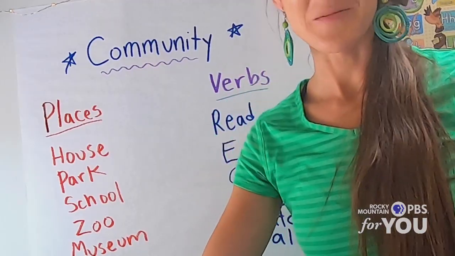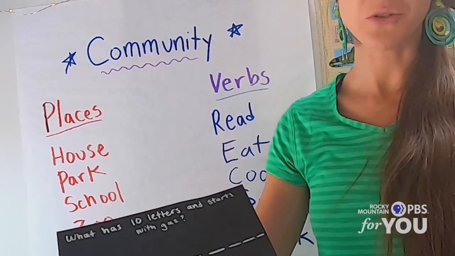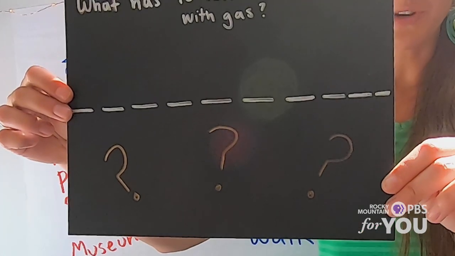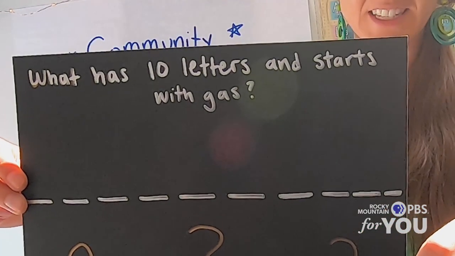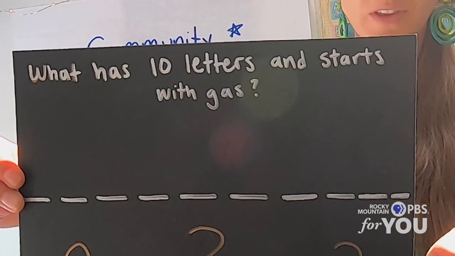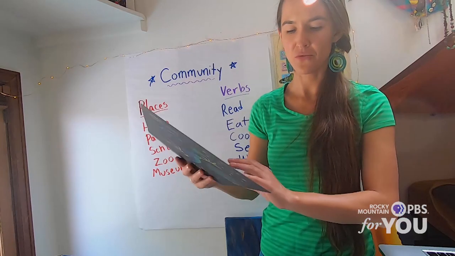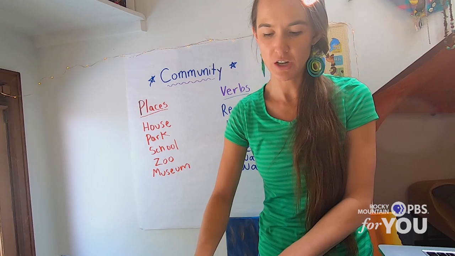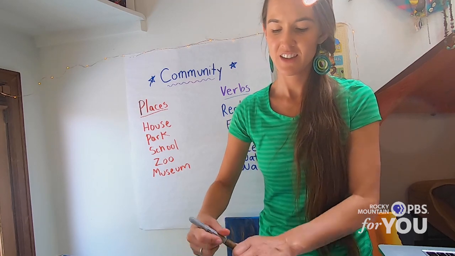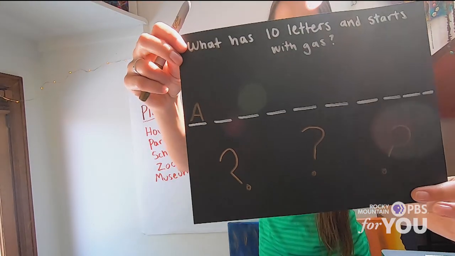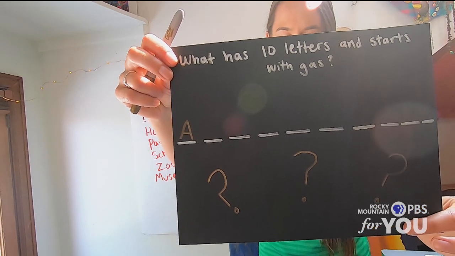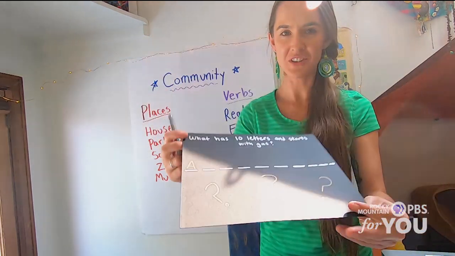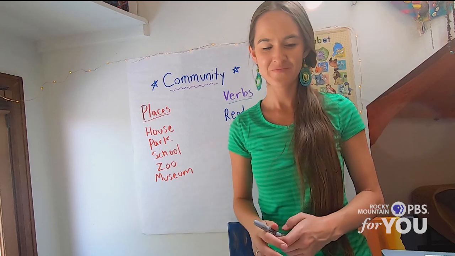And now, guess what? You have earned the first letter of your riddle. You remember what the riddle said? What has 10 letters and starts with gas? All right, the first letter is dun dun dun dun. The letter A.